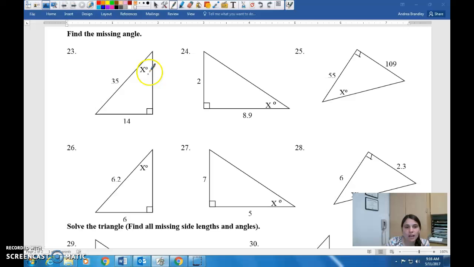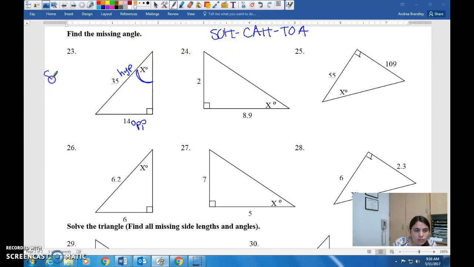So 23, I have this x degrees angle here. So this is my angle. 14 is opposite that angle. 35 is the hypotenuse. So again, I'm going to go ahead and write my mnemonic up here. And it looks like the only one that has opposite and hypotenuse is sine. So the sine of this angle, the sine of x, is equal to the opposite over the hypotenuse.